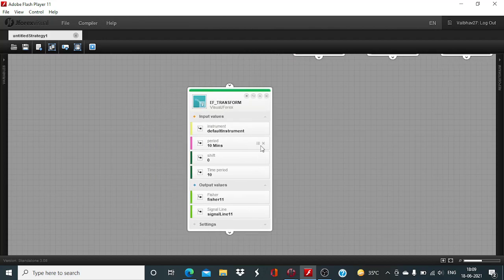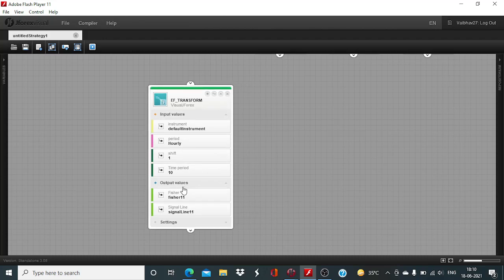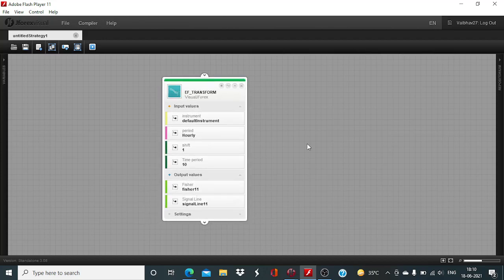For today's session, I'm going to design the algorithm using the hourly time frame. So I will change it to hourly, and this lookback period will be changed to 1. So we will have the last hour's EF Transform data, and the number of candles which will be utilized to calculate these output values is defined here, and we will keep it as per the default setup, 10. So no change there, and we get this Fisher 11 and Signal line 11 as our output.